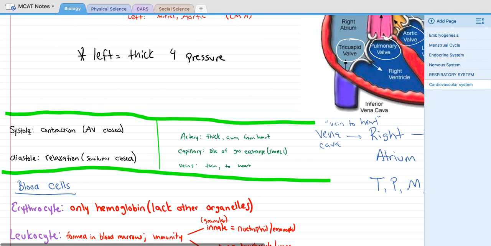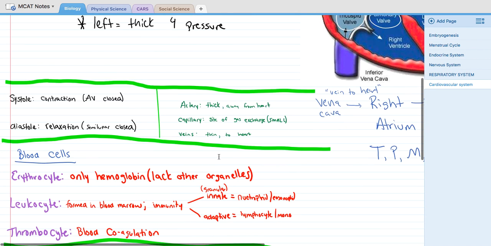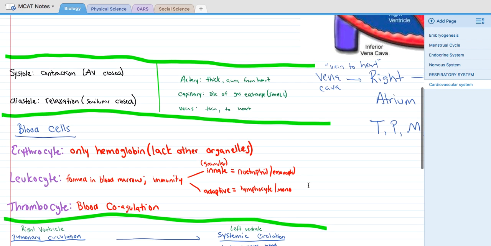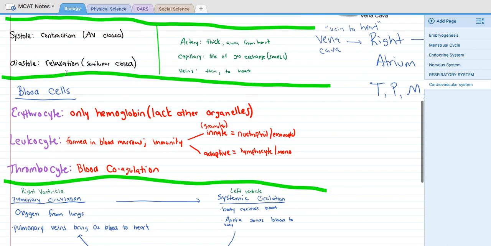Systole is contraction of the heart muscles, and diastole is relaxation of the heart muscles. Arteries are thick and they take blood away from the heart. Capillaries are the really, really tiny, thin sites of gas exchange, and veins are thin and take blood back to the heart. There's different types of blood cells.